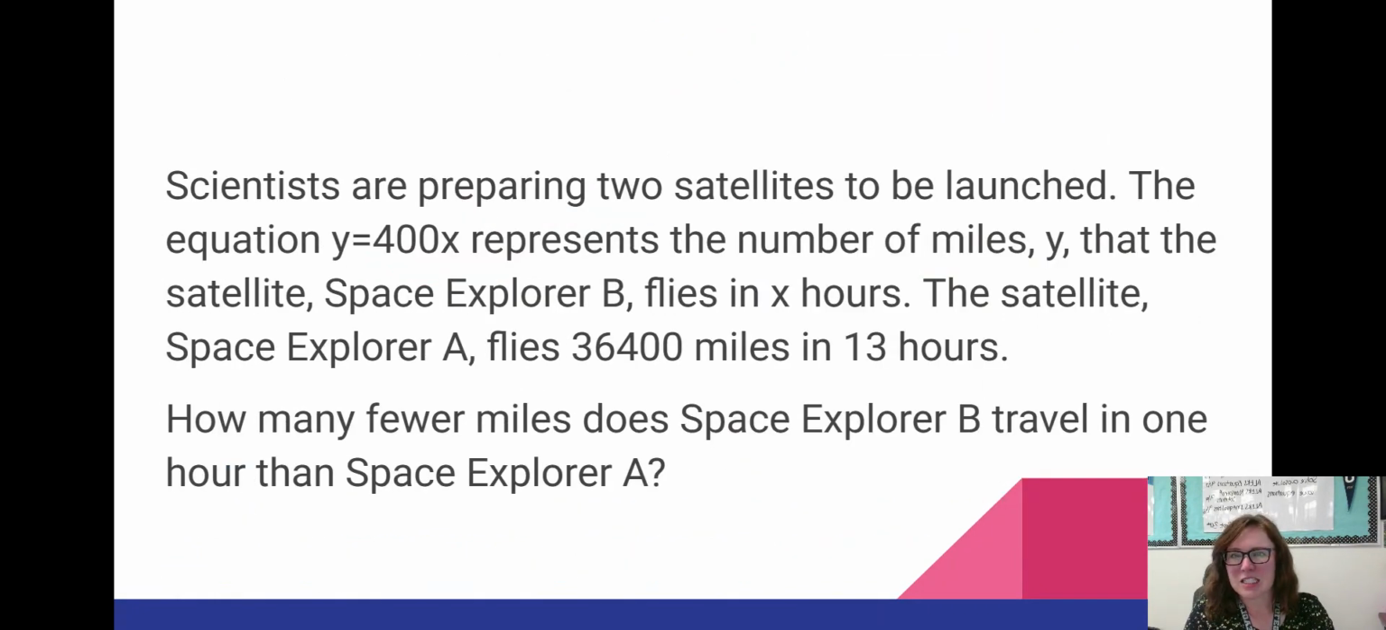Okay, scientists are preparing 2 satellites to be launched. The equation y equals 400x represents the number of miles y that the satellite Space Explorer B flies in x hours. The satellite Space Explorer A flies 36,400 miles in 13 hours. The question is, how many fewer miles does Space Explorer B travel in 1 hour than Space Explorer A?